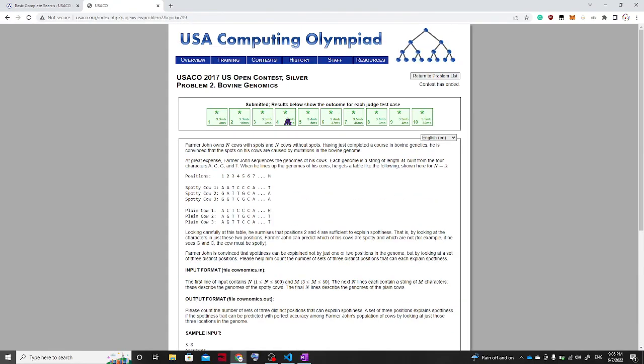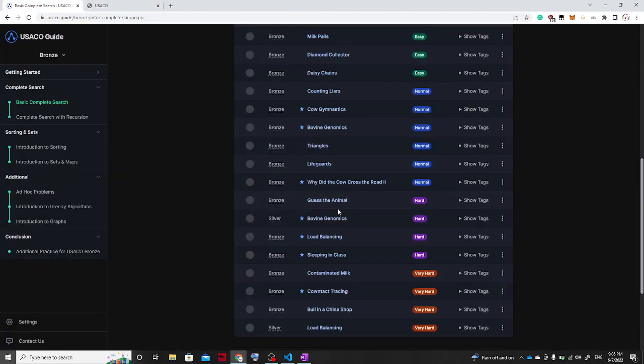Okay, so that was Bovine Genomics from the USACO 2017 Open Contest Silver Division, and also the Bovine Genomics problem from the USACO Guide Bronze Complete Search Basic Complete Search module.